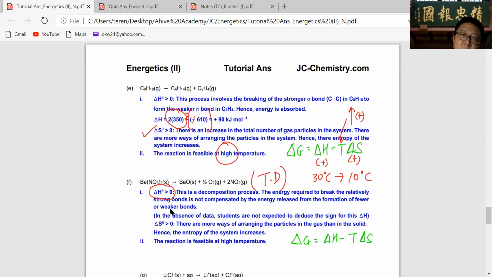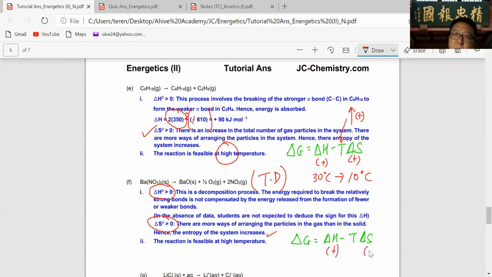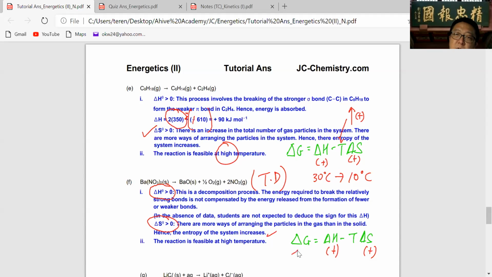Enthalpy is greater than 0. Then your entropy is more than 0. Why? Because there are 2.5 gaseous molecules on the right. On the left, there are only 0. So there's an increase in the number of gaseous molecules. Therefore, entropy increases. Now let's take a look. This is positive. This one is also positive. So same scenario as E. In order for your Gibbs free energy to be less than 0, the only choice is for the temperature to be high. Correct? So if your T is high enough, the overall representation will be less than 0.